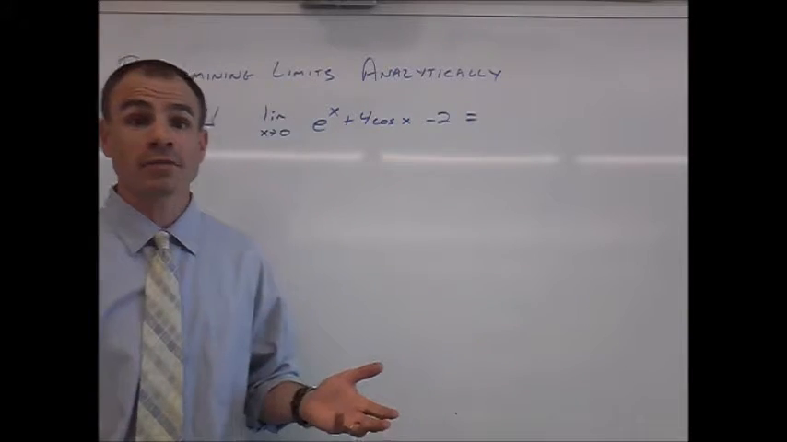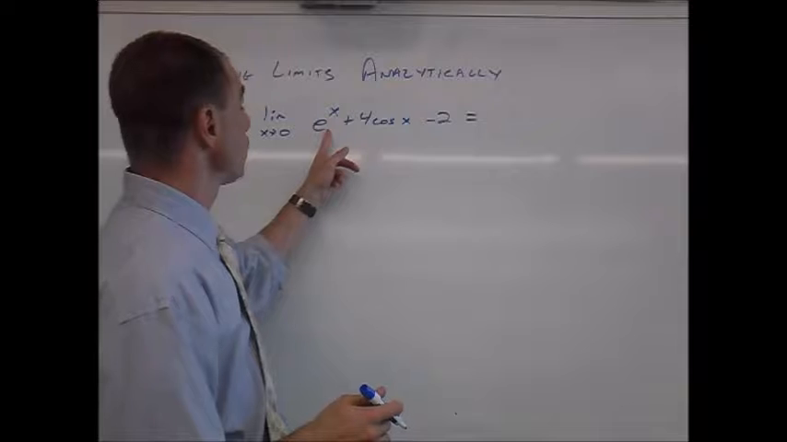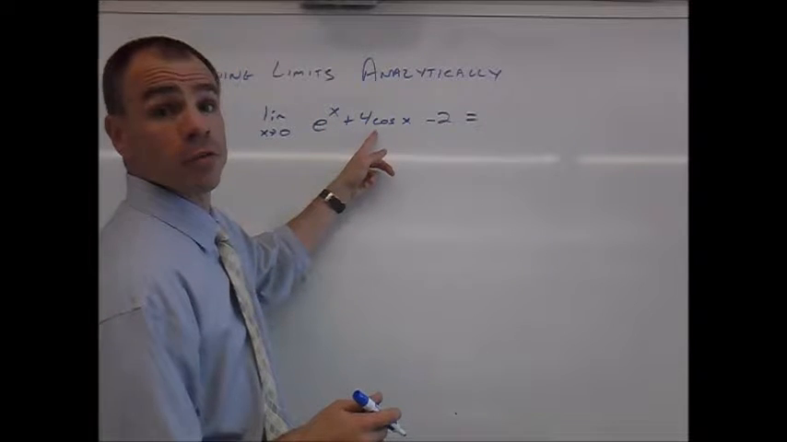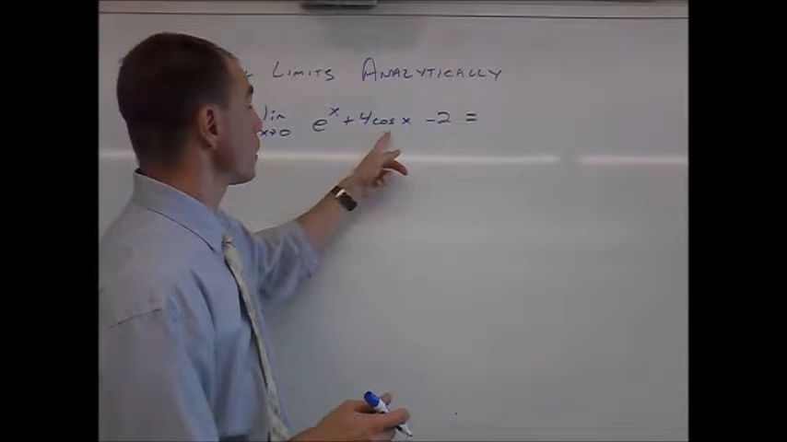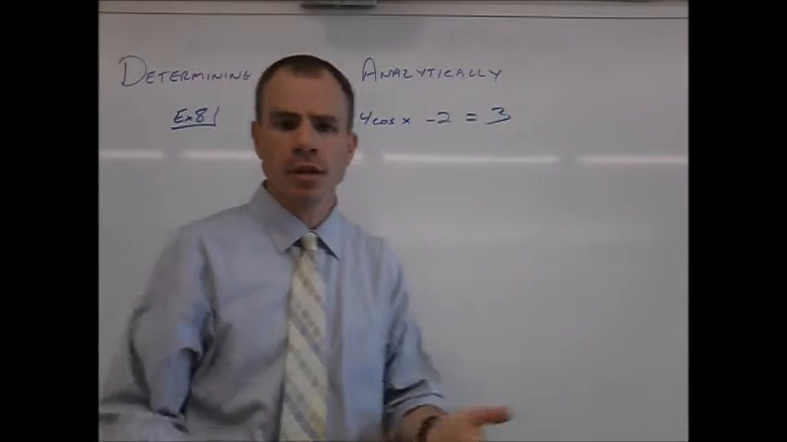What'd you get for example 8? Did you come up with 3? That's the correct answer. E to the 0 is 1. Cosine of 0 is 1. So we have 1 plus 4 times 1 minus 2. 3. So if you got 3, give yourself a pat on the back.